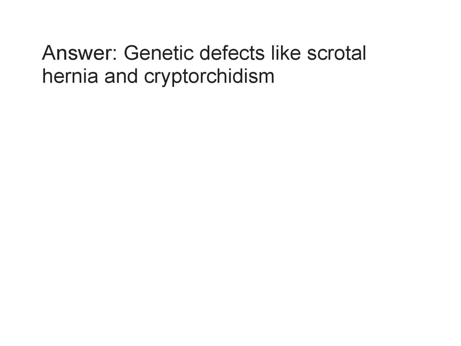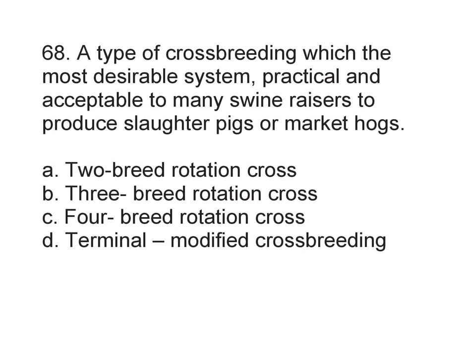Number 68. A type of crossbreeding which is the most desirable system, practical and acceptable to many swine raisers to produce slaughter pigs or market hogs. A. Two-breed rotation cross, B. Three-breed rotation cross, C. Four-breed rotation cross, D. Terminal modified crossbreeding. The answer is terminal modified crossbreeding.